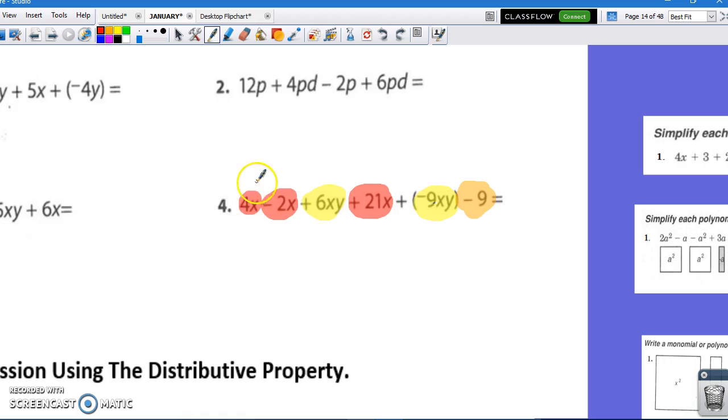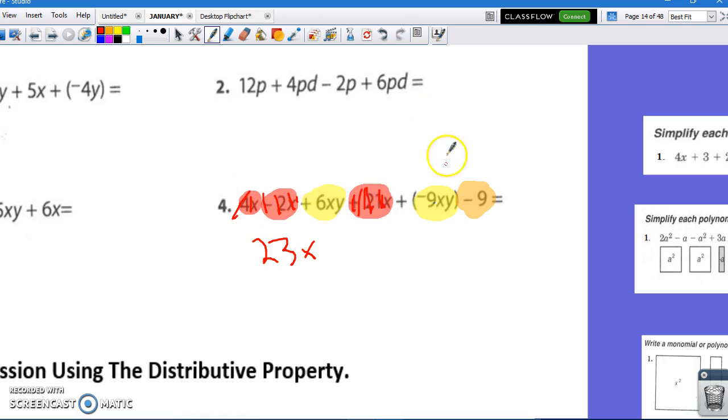So I have 4x combined with a negative 2x. Do 2 of them at a time. You don't have to try to do all 3 at one time. I have a positive 4 and a negative 2, right? What do we do when we have a positive and negative? Subtract, keep the sign of the higher digit. 4 is higher, so I'm going to keep that, at a 2. But then I have a plus 21x. So this is a positive plus a positive. So altogether I have 23. 2 plus 21 is 23. Keeping my variable.